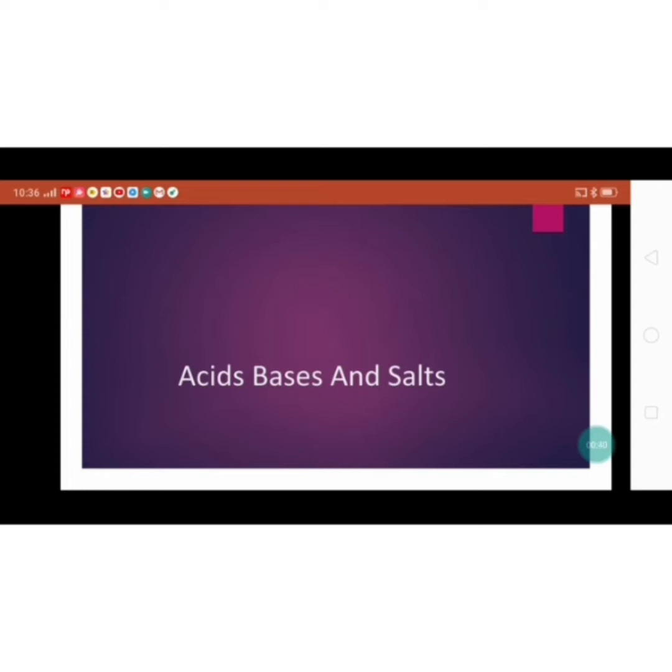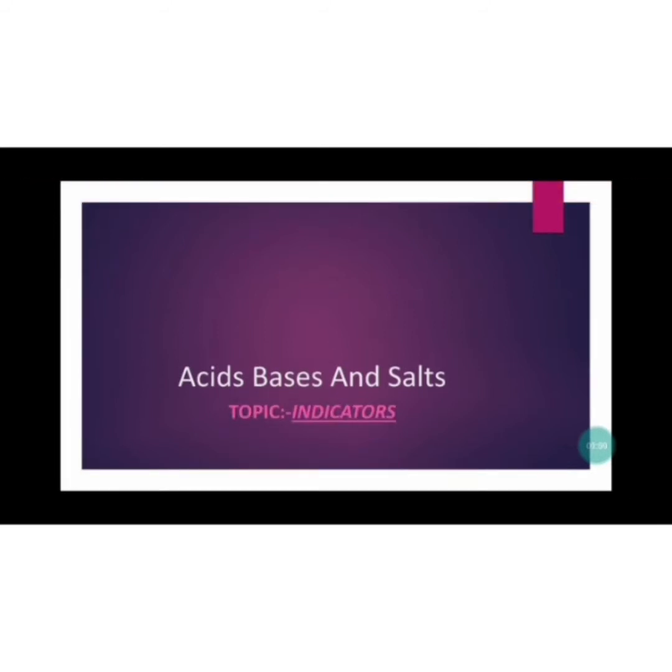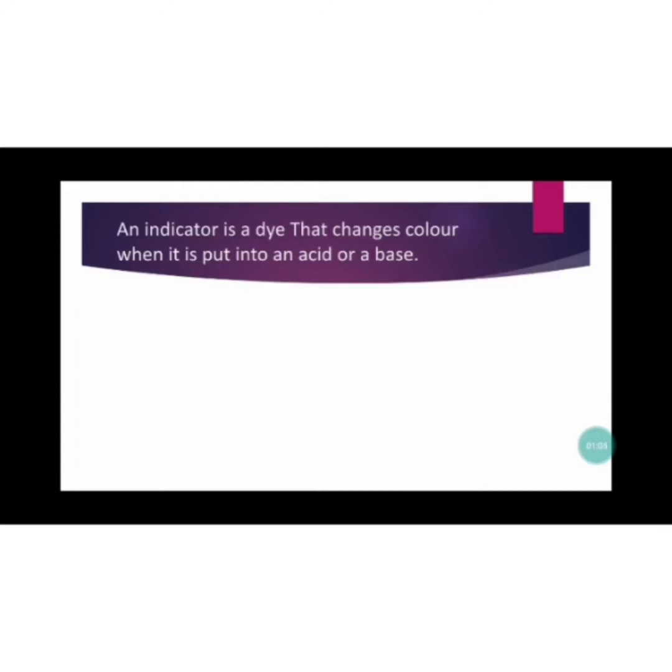So concentrate in the explanation part and also go through the book very nicely, line by line, because I'm going to discuss the important things in the chapter. So, the first topic is indicators. What are indicators? An indicator is a dye. Dye means color. That changes color when it is put into an acid or a base.